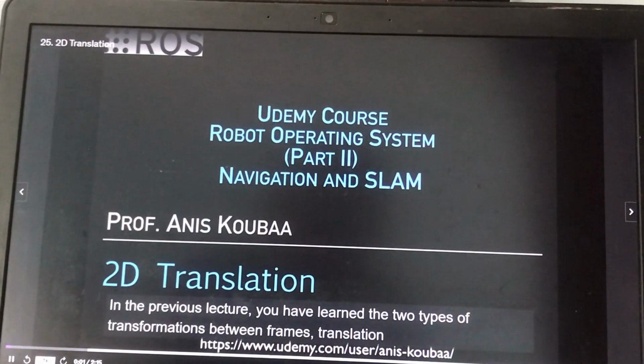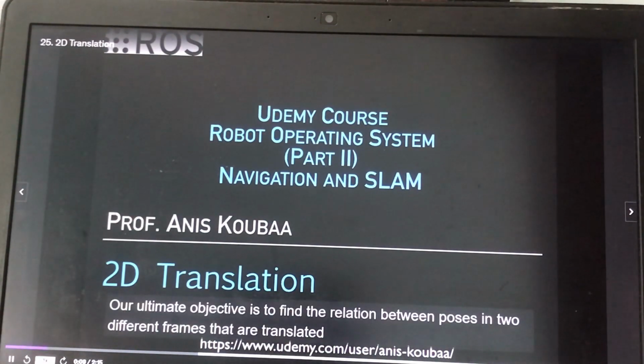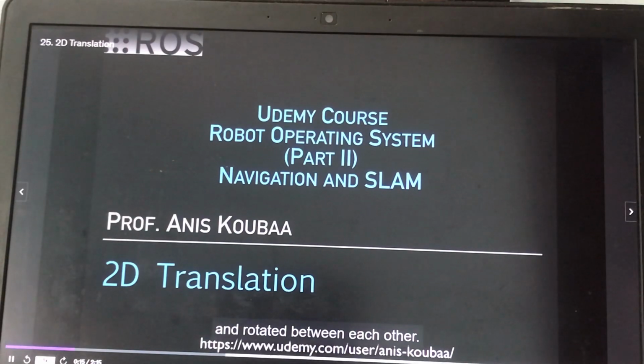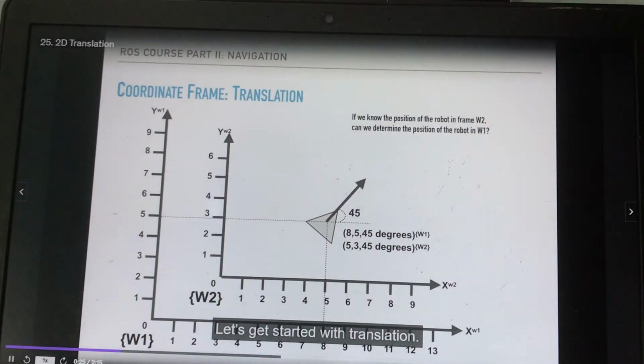In the previous lecture, you have learned the two types of transformations between frames, translation and rotation. Our ultimate objective is to find the relation between poses in two different frames that are translated and rotated between each other. We will first start by analyzing the translation, then the rotation, then the combination of both. Let's get started with translation.